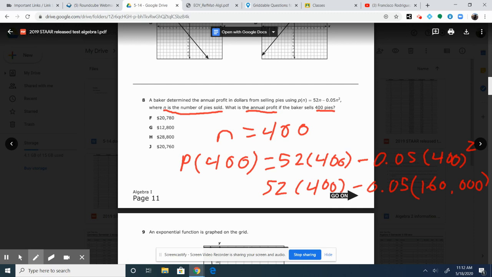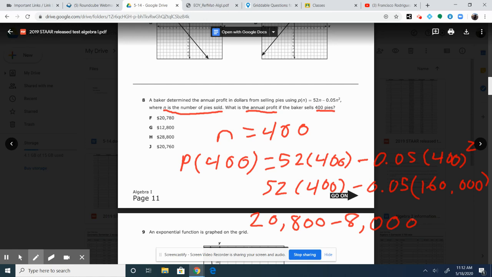which would give us 20,800. And then we have 0.05 times 160,000, which is 8,000. And remember that that's a negative, so the negative stays the same.